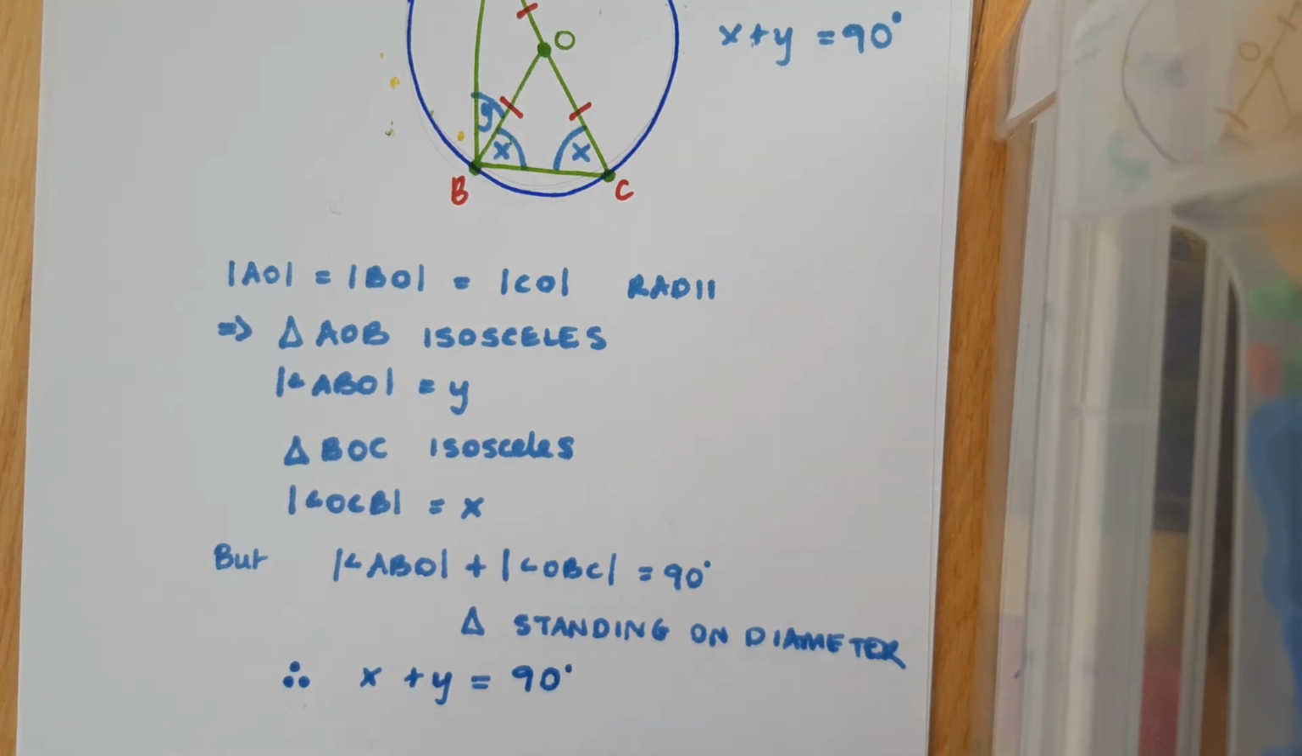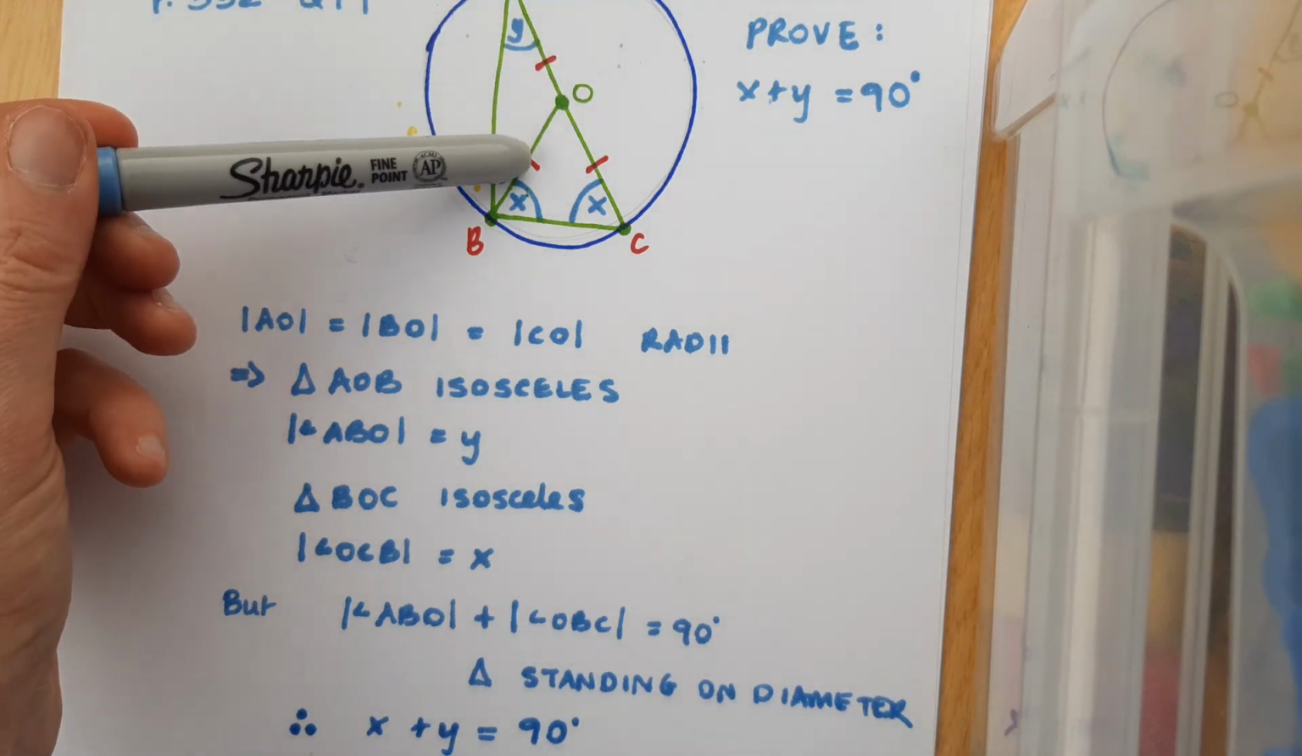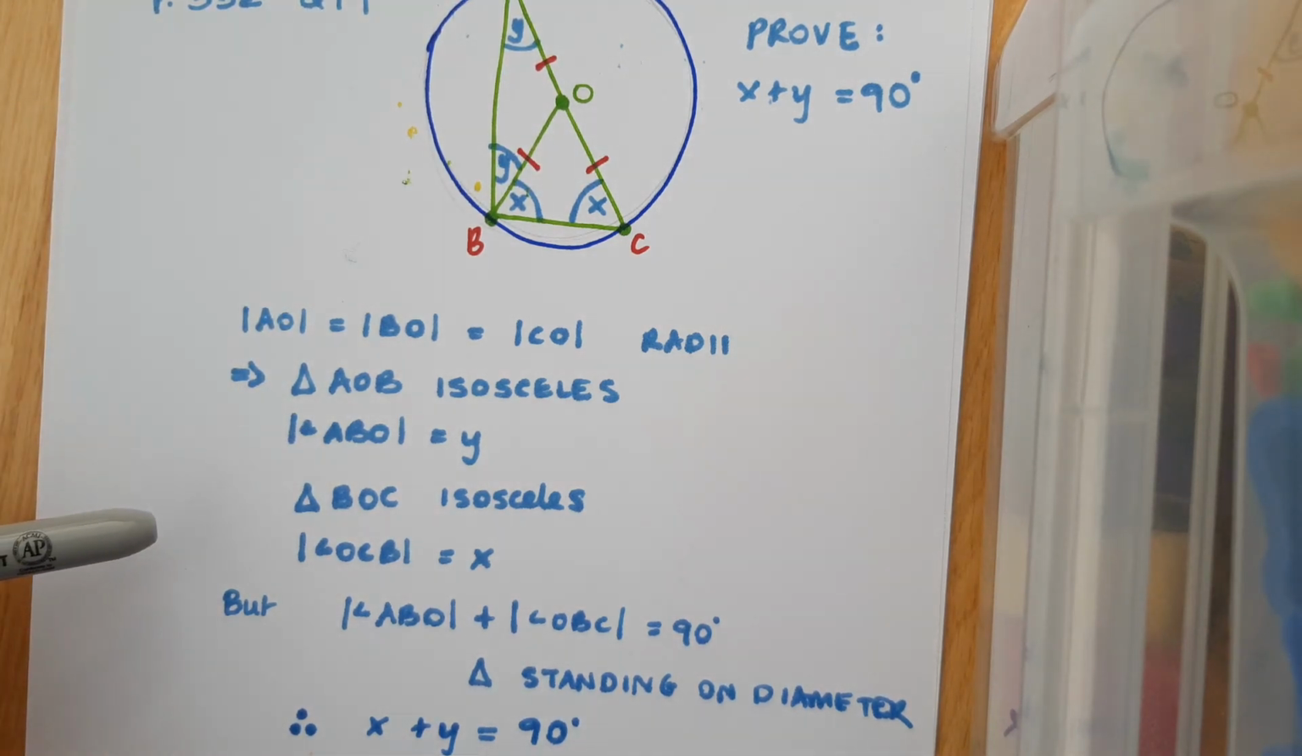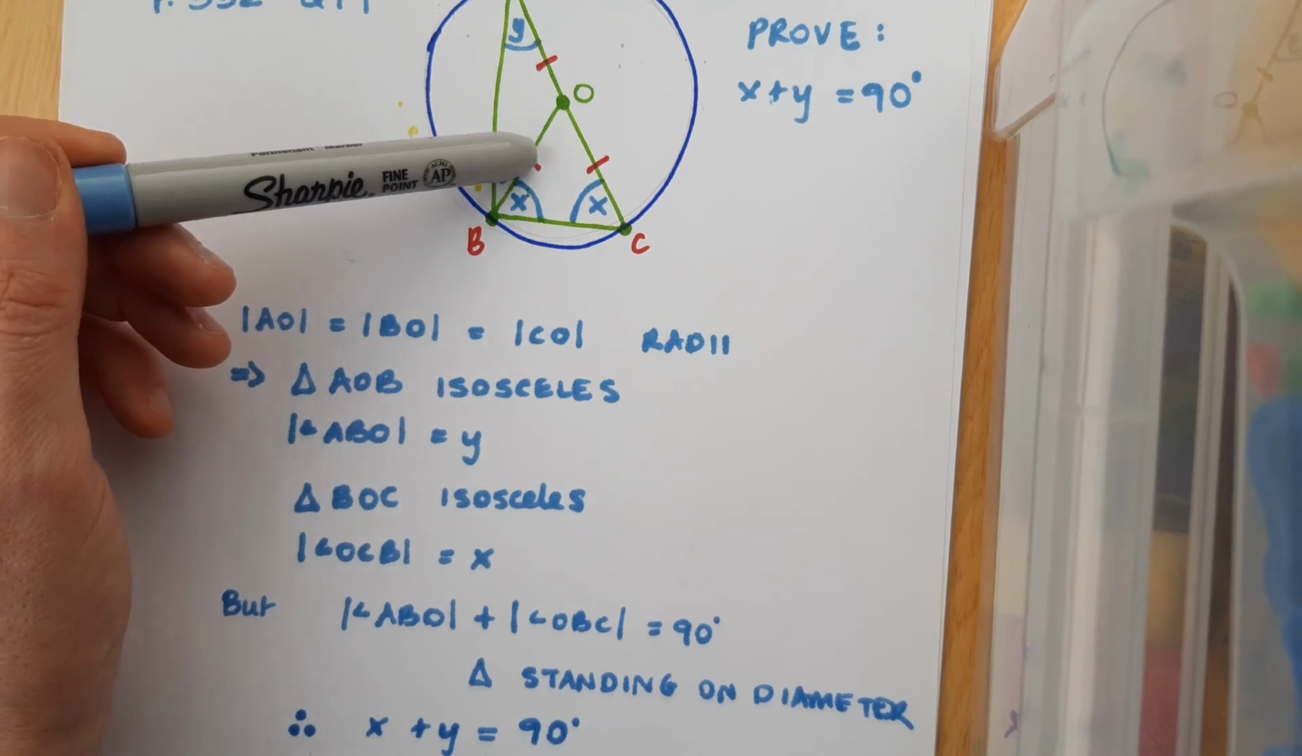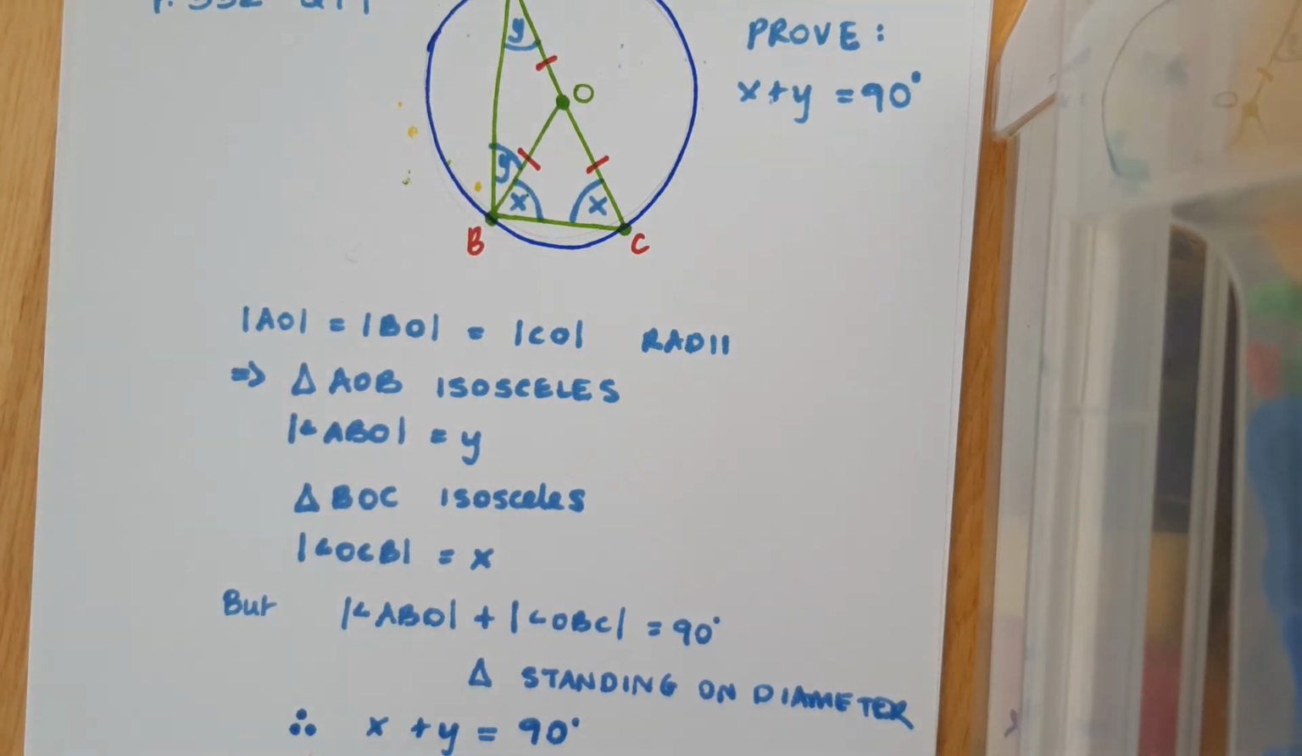So this question just required me to spot, first of all, the radii in my diagram, and also spot that corollary that allows the angle standing on a diameter to be equal to 90.